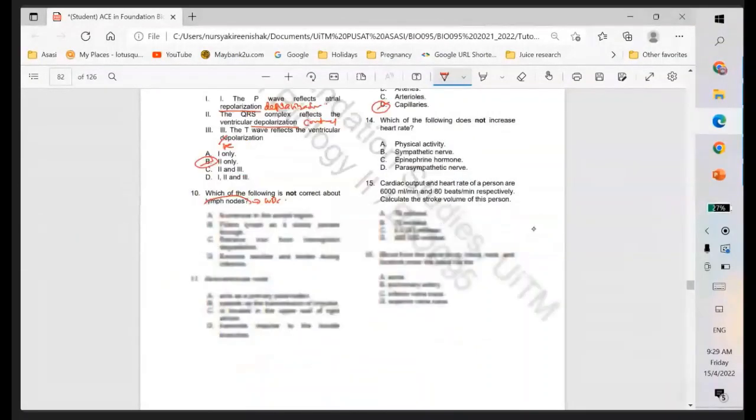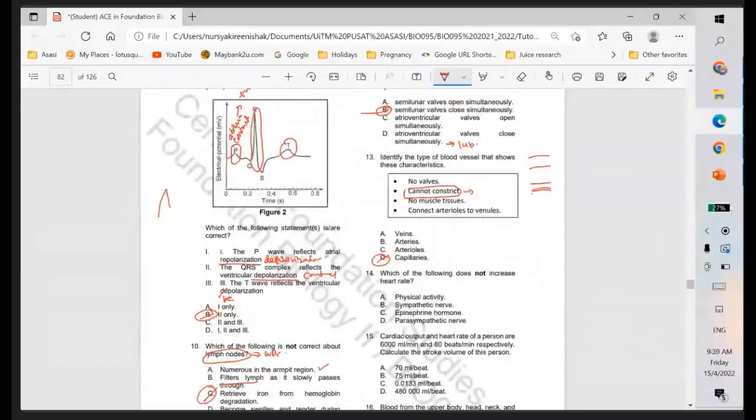The tunica media. So for a blood vessel to be able to constrict or relax, it has to have the middle layer, the tunica media, which is made up of smooth muscle. As I explained, blood capillaries do not have tunica media or smooth muscle. It only applies to the artery and also the vein, which have tunica media. That is why capillaries cannot constrict.